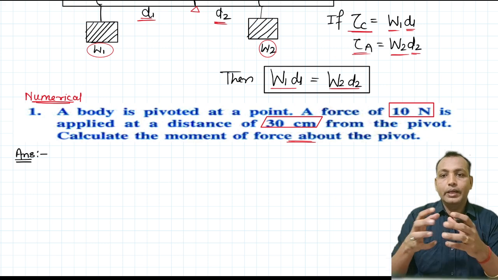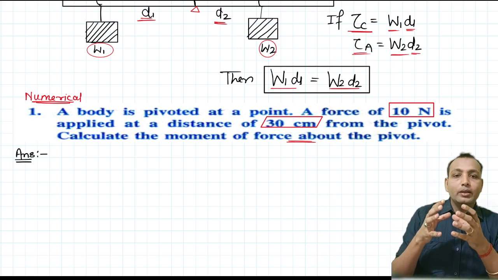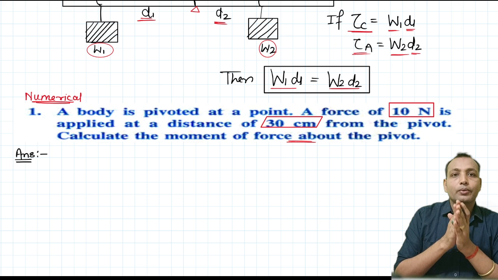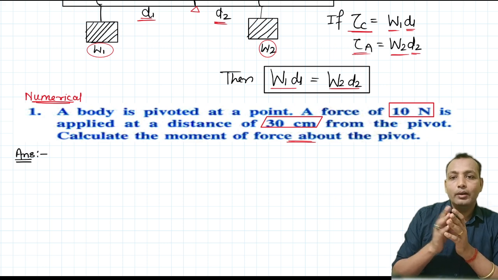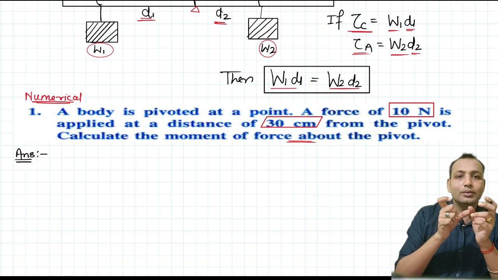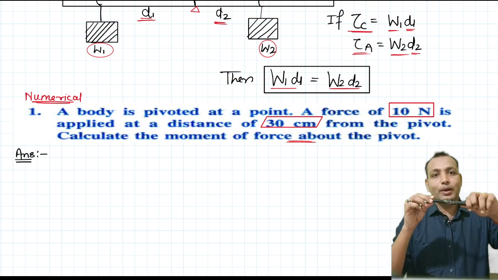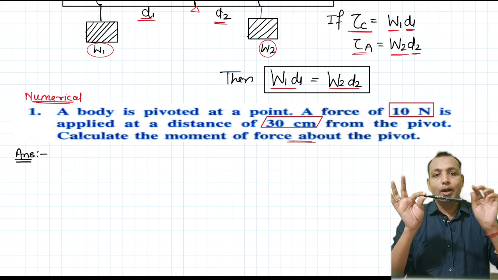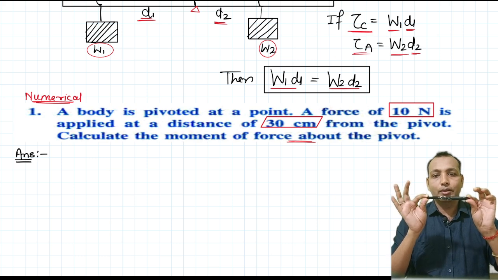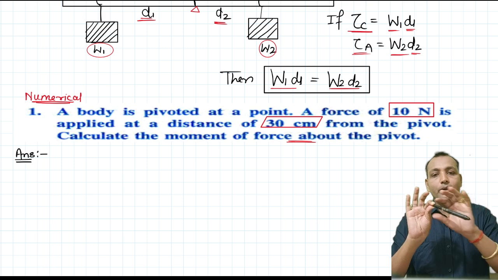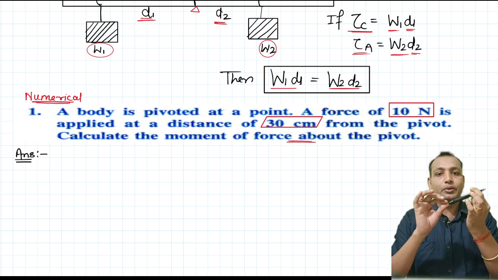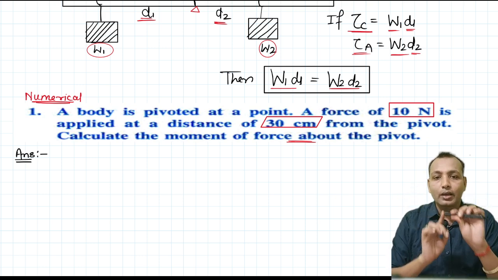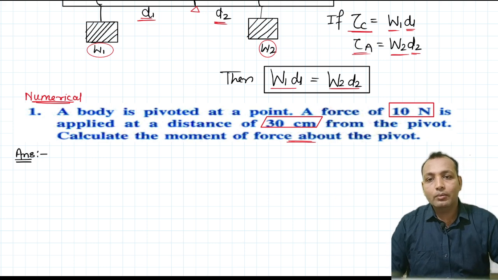So if we see here, the force is given. Force equal to how much? 10 Newton. And the perpendicular distance is also given. It means the body is pivoted like this, and we are applying the force here. The distance from the pivoted point, from here to here, is 30 centimeter. So calculate the moment of force about the pivot.